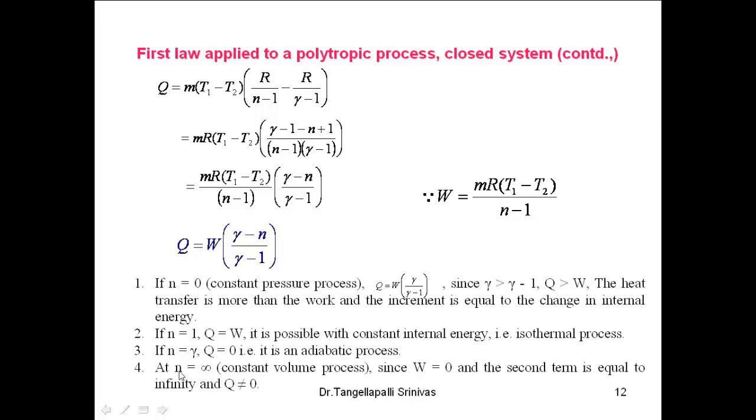In the last case, n is equal to infinity, and this is the constant volume process. PdV is equal to 0, there is no change in volume, dV is 0, that's why W is equal to 0. And then the second term is equal to infinity, but Q is not equal to 0.